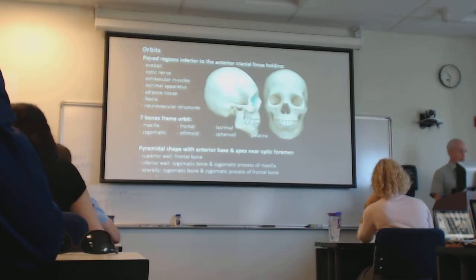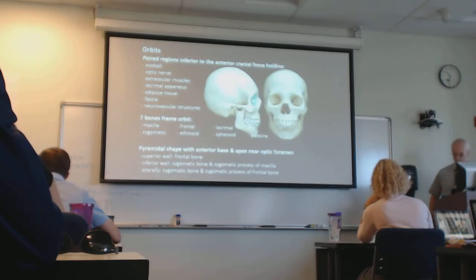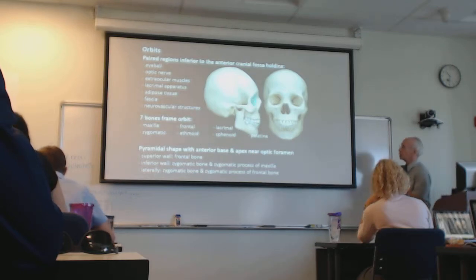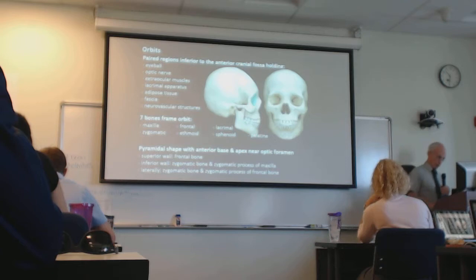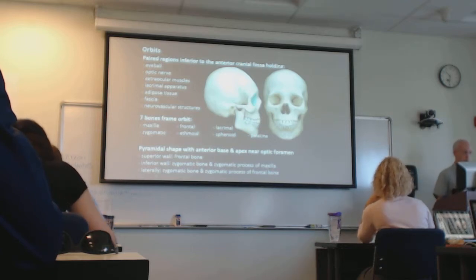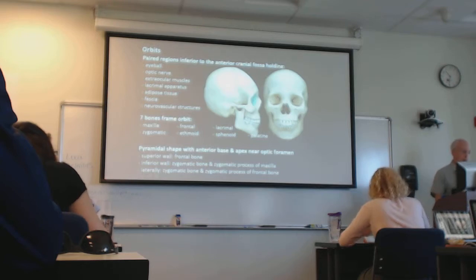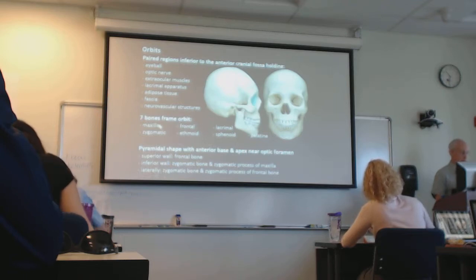But these orbits, we're looking at them here. We've already looked a little bit at the bones that make up the orbits. You should, for example, already be able to tell me where the frontal bone is, where the lacrimal, the sphenoid, the maxilla, and so on. Be able to identify those, and those bones are listed here.